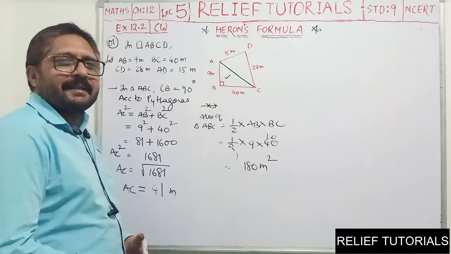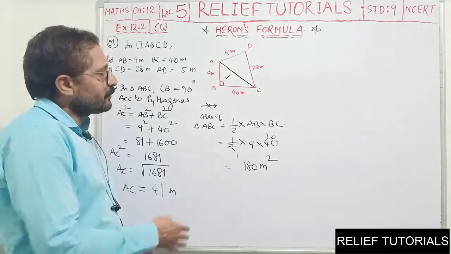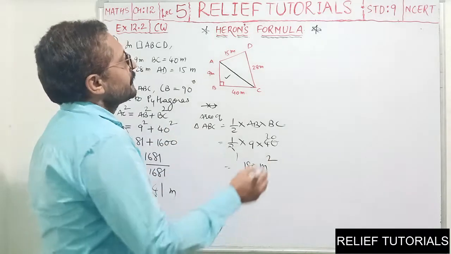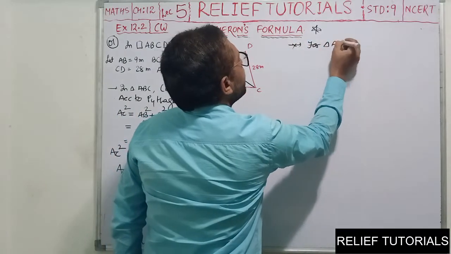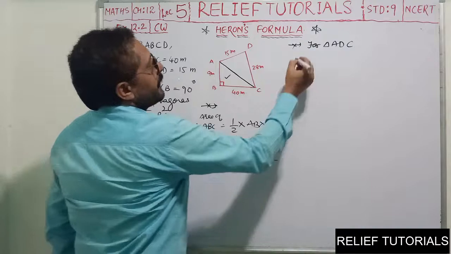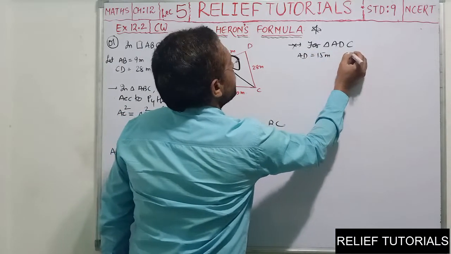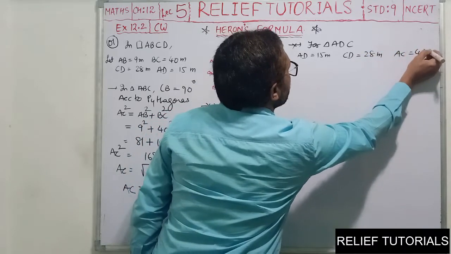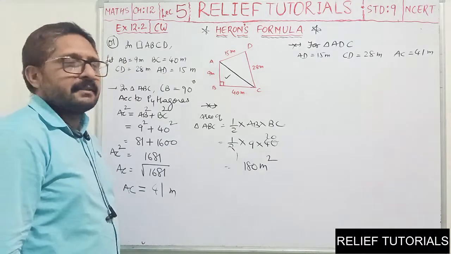But it's not practical to find the area by Heron's formula. Why? Because we can simply find it using our normal form. Okay, now we'll go for triangle ADC. So you write here, for triangle ADC, what we have: AD is equal to 15, CD is equal to 28, and AC is equal to 41 meter. So first we'll find the semi-perimeter.